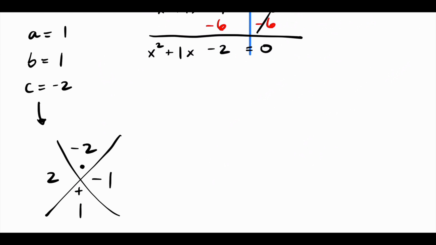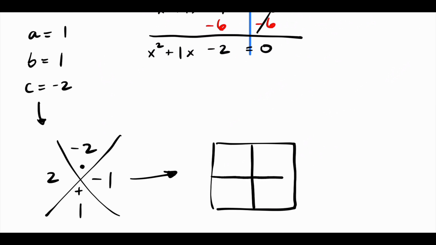Okay, so let's go to my table. One x squared goes here. Negative 2 goes in the last section of the box. And then the two guys I came up with go here and here. When they combine, they got to make positive 1x. So I'm going to give them an x as well.